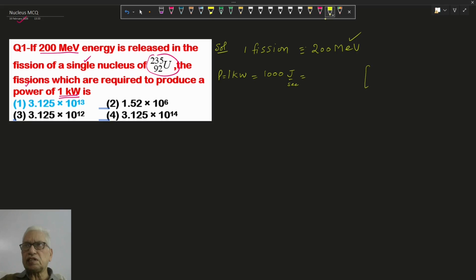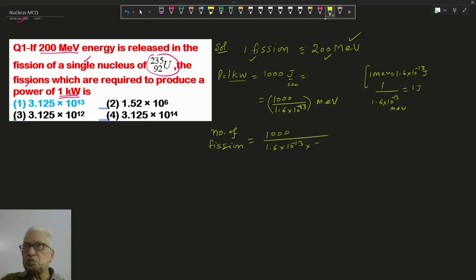So we know this relation: 1 million electron volt equals 1.6 into 10 to the power minus 13 joules, or 1 joule will be 1 upon this in million electron volt. So by converting from joule to million electron volt, we have to divide. So it will be 1000 divided by 1.6 into 10 to the power minus 13, which becomes million electron volt. So 200 million electron volt will give one fission. So the number of fissions required to get 1 kilowatt power will be equal to this divided by 200.